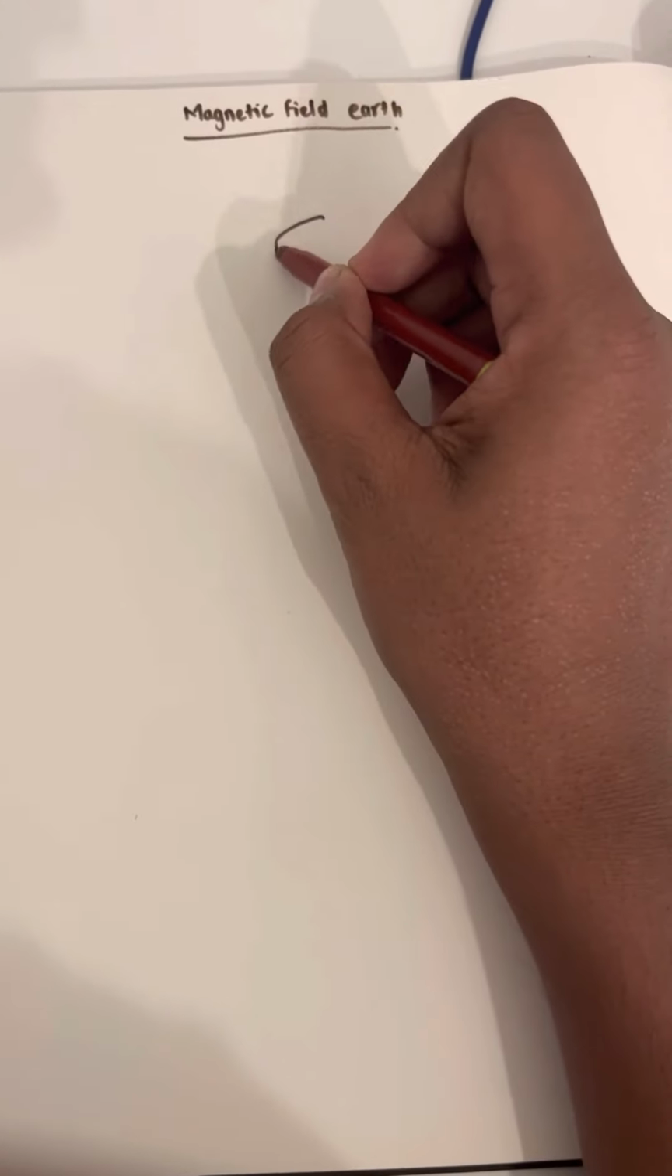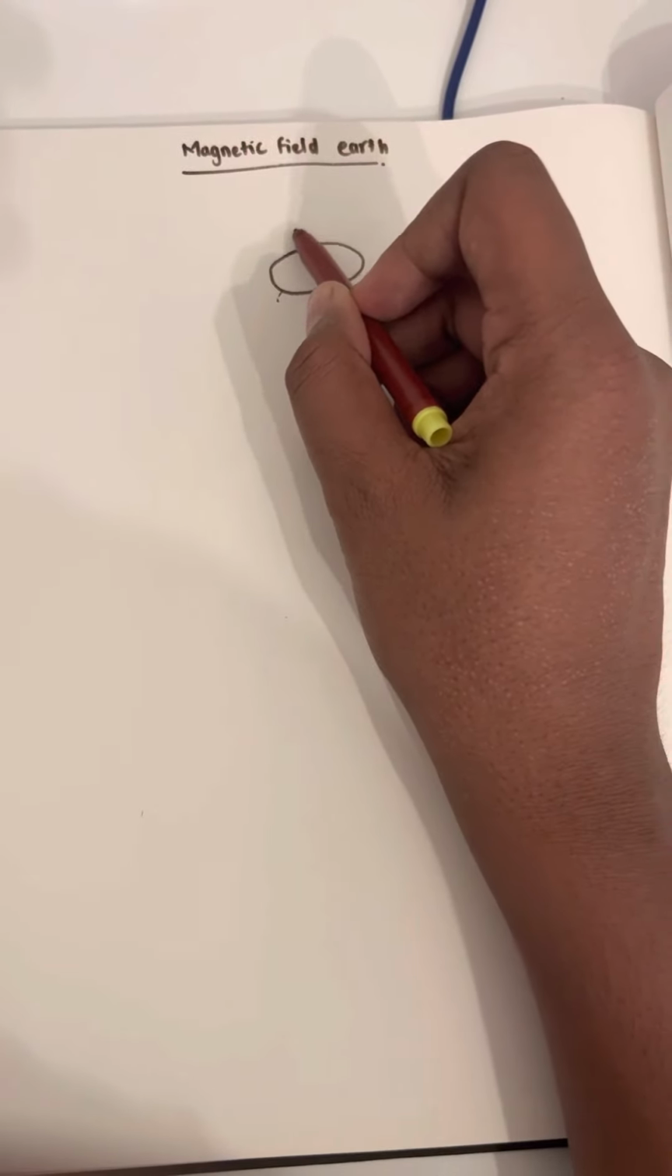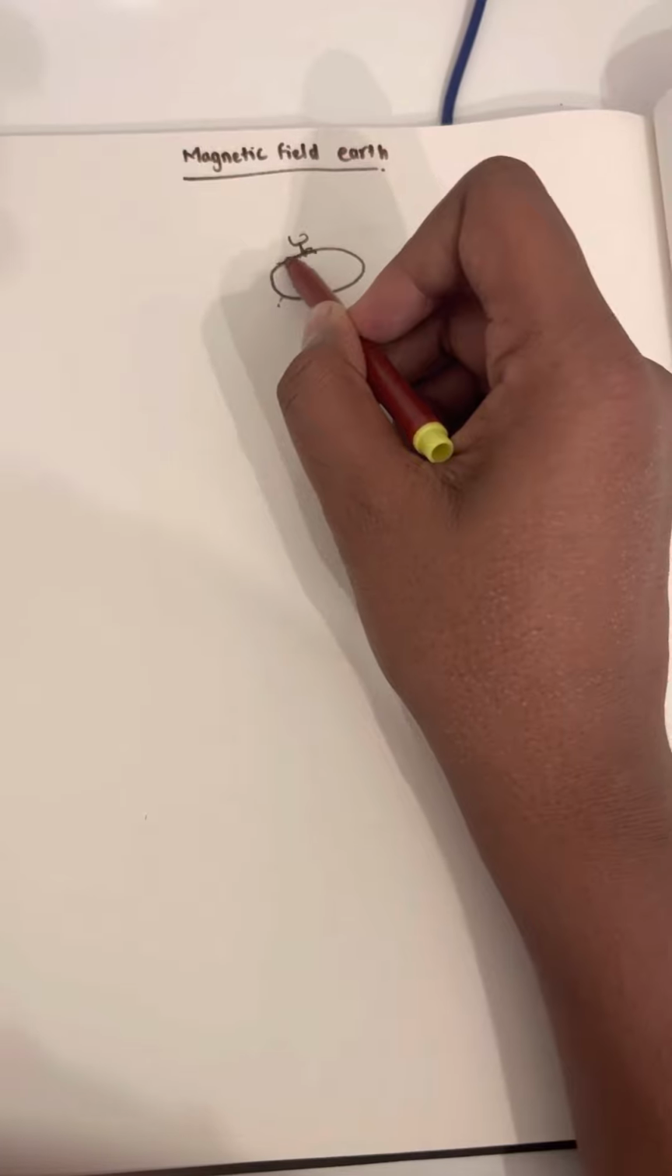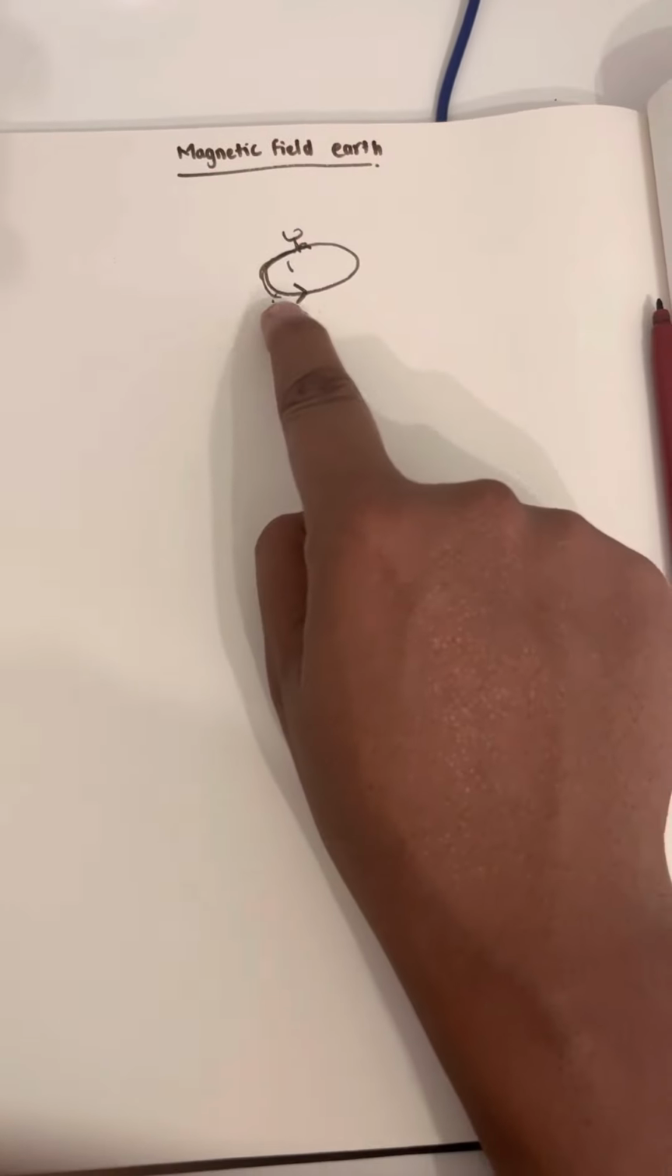I'll just draw it. So let's say you have a wire, and if you connect this wire to a battery and you push the current in this direction, let's say the current is flowing in this direction. So current is basically the flow of electrons. Whenever you have an electron flowing, you have a current.